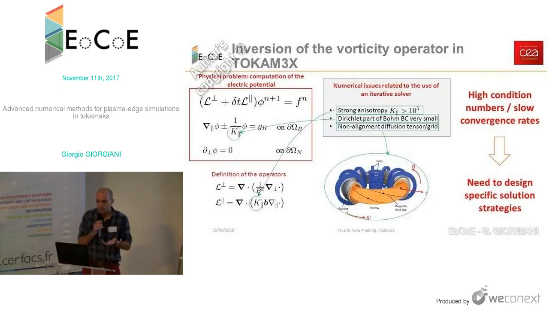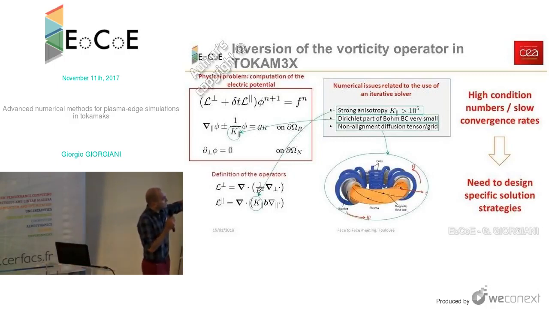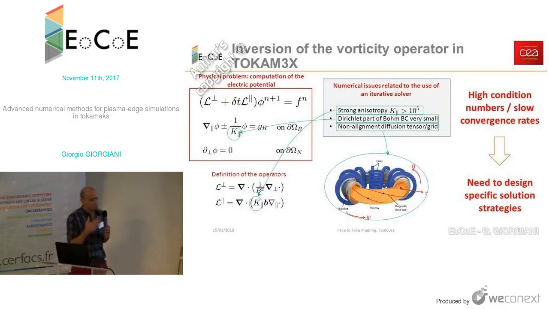So what is the problem of using an iterative solver to invert this? It is that we have a strong anisotropy. In fact, the ratio between the parallel diffusion and the perpendicular diffusion is at least 10 to the 5. We also have this Robin boundary condition, which is kind of nasty because the Dirichlet part is very small compared to the gradient part.